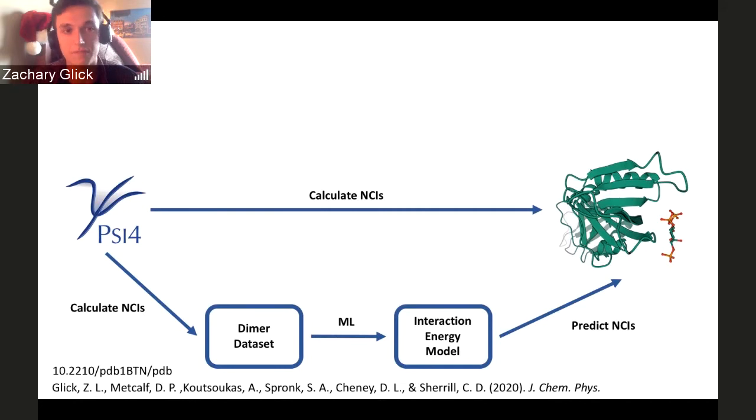The first way we started out doing this is, instead of trying to calculate the NCIs directly, we develop data sets of dimers that are representative of the ligands and proteins that we're working with, and also a good bit smaller. We calculate NCIs for those, and then we use some sort of machine learning model, neural networks usually, to make a model of the interaction energy. So then we can predict on the larger system at a much cheaper cost. We've done this a couple different ways and had some really good results.